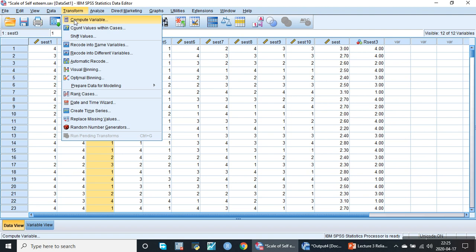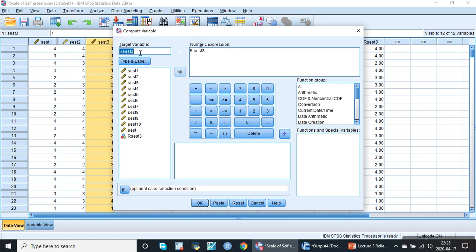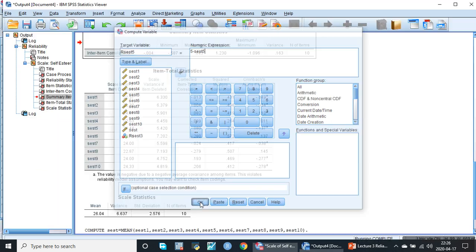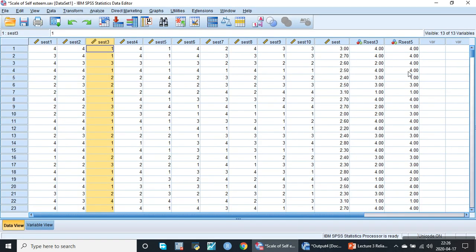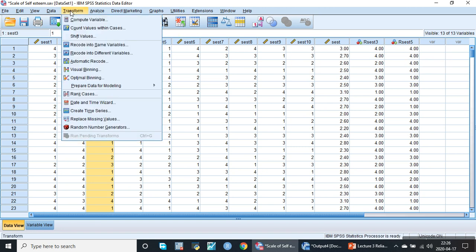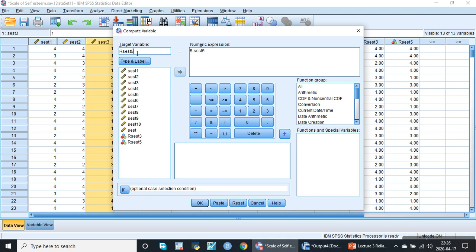Then click on transform, compute variable, and here we will correct question 5, write 5, and here instead of 3 write 5. It means that we have shifted the self-esteem 5 to this numerical expression. Click on OK. This is the reverse self-esteem 5 which is corrected. Then again, question 7, 5 minus self-esteem question 7. Click on OK.